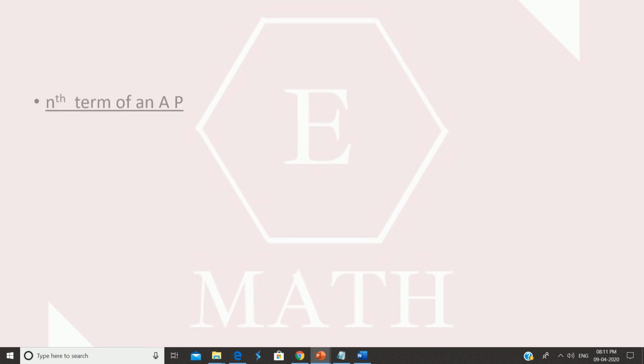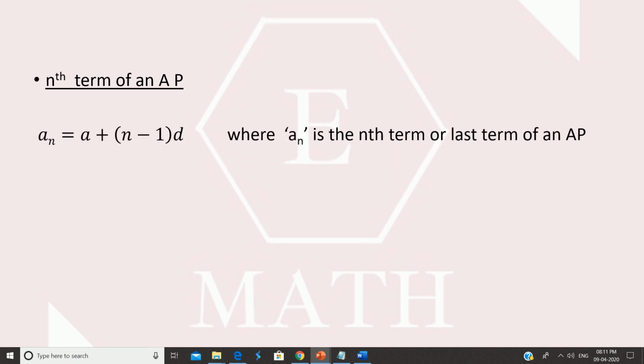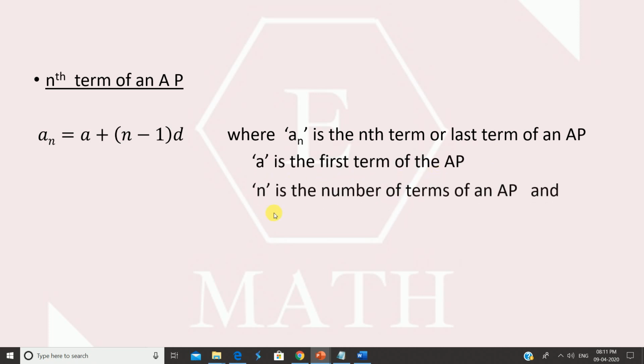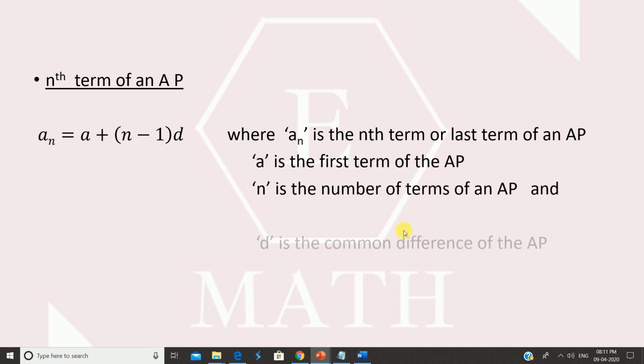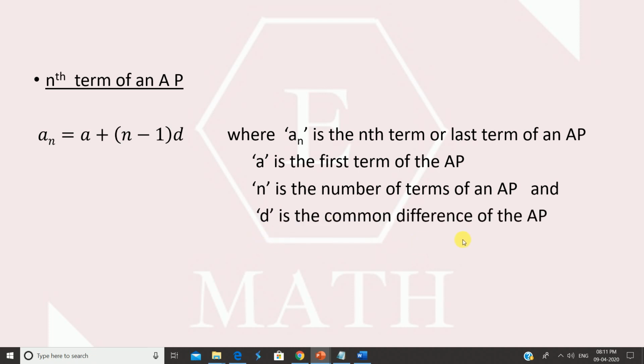We also have one more topic of this chapter called nth term of an AP, where the formula for the nth term of the AP is given by an equals a plus n minus 1 into d, where an denotes the nth term or last term of an AP, a is called the first term of the AP, n is the number of terms of the AP, and d is called the common difference of the AP. This is about the nth term or last term of the AP.